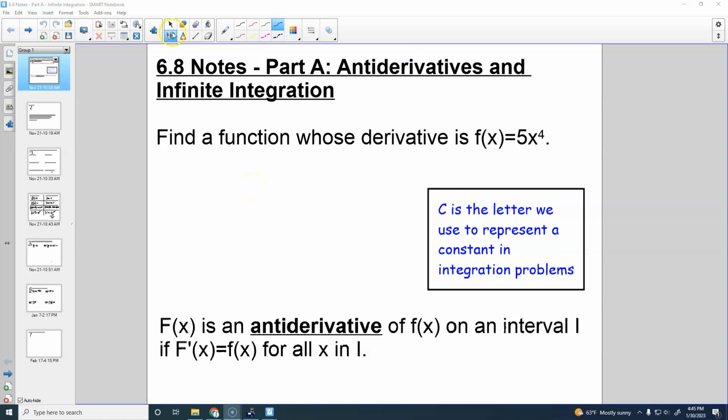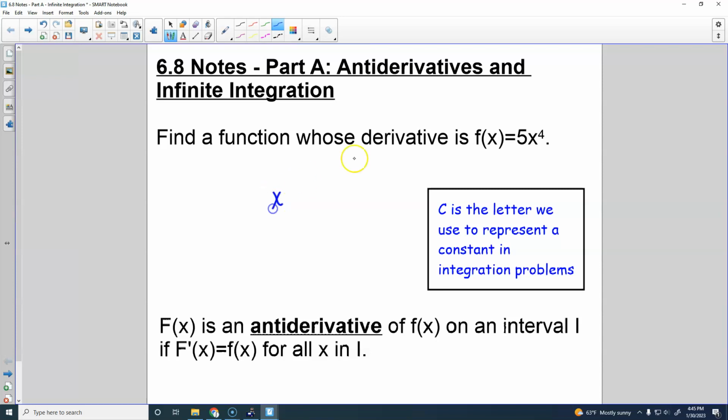Okay, you guys should have just spent a little bit of time looking at basically figuring out how to reverse differentiation. You're trying to find a function whose derivative is a particular function. So if we have an example like this, find a function whose derivative is f of x equals 5x to the fourth. So you probably, hopefully, discovered sort of a rule where you're taking that exponent and you're increasing it by 1. So if I did 4 plus 1, that would give me 5. And then I'm dividing out front by that value here. So if I do 5 divided by 5, I would just get a 1 right there, which I don't have to write.